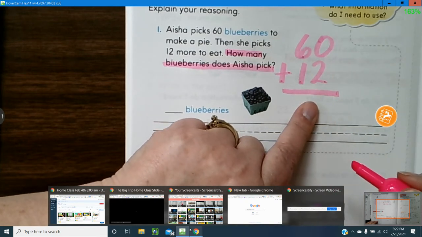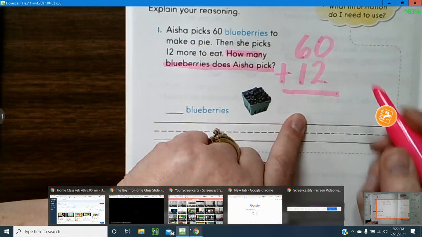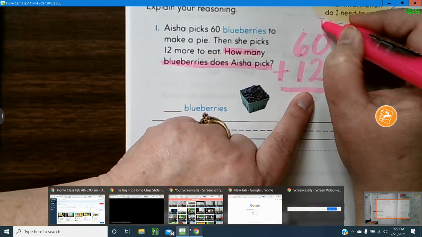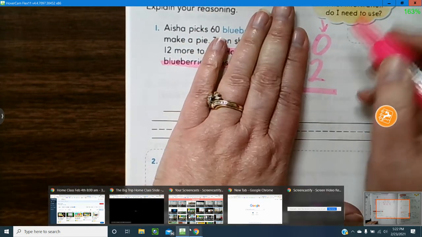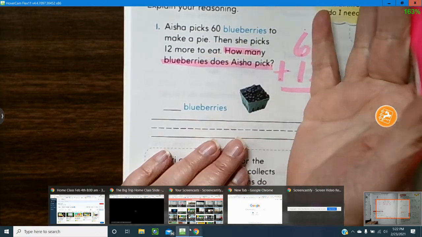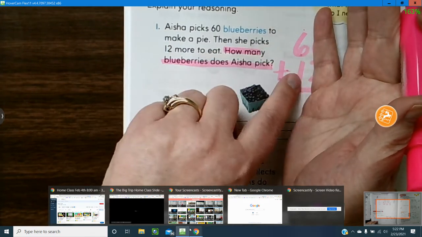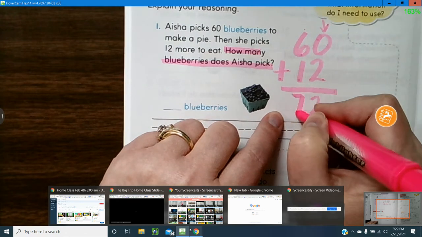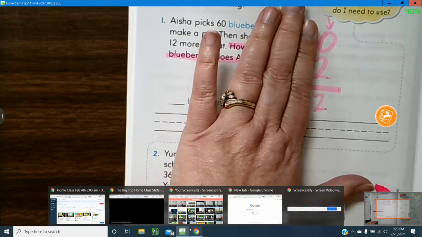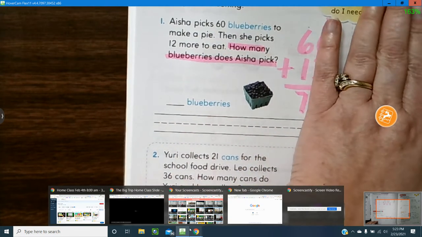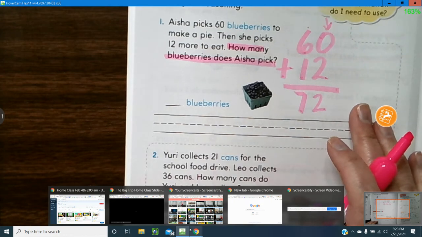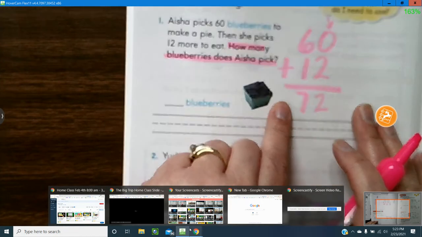Well, boys and girls, we could just look at these numbers and we could do our tens and our ones. So we could add the ones side. 0 plus 2 is 2. And we could add the tens side. 6 plus 1 is 7. See how I wrote them right on top of each other? I put the ones together and I put the tens together. Just like we did with our model, but I just didn't draw it. I used numbers instead of a model.